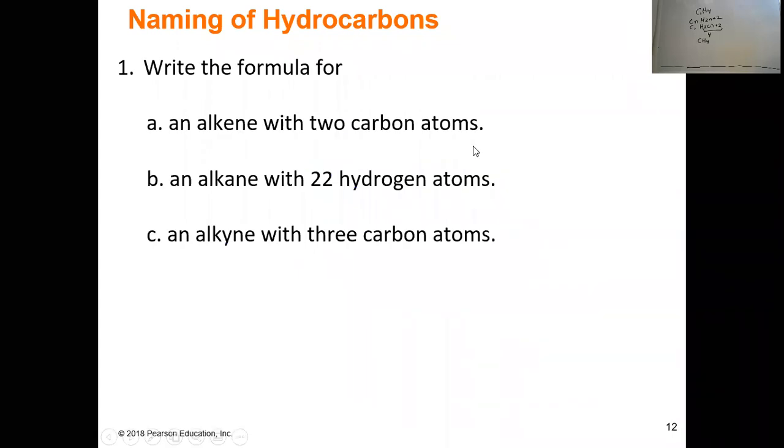But for now, try this out and use those generalized formulas to try to answer this question. What would the formula be for an alkene that has 2 carbon atoms? The formula for alkene is CnH2n. So what would the overall formula be? What would the overall formula be for an alkane that has 22 hydrogen atoms? If you know that the formula for an alkane, let me write it on the board over here.